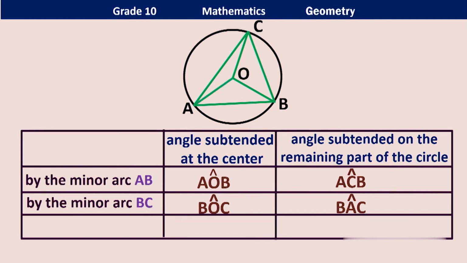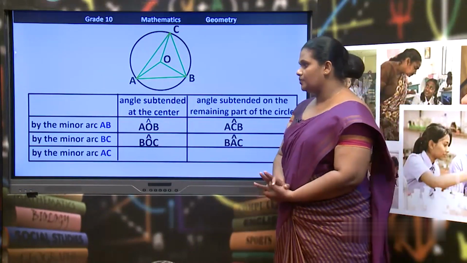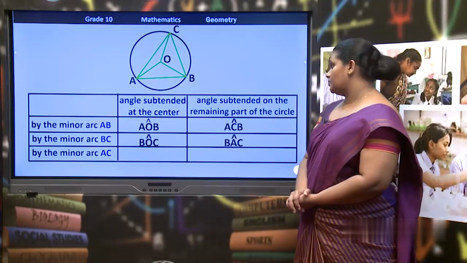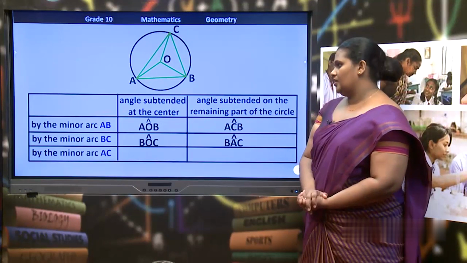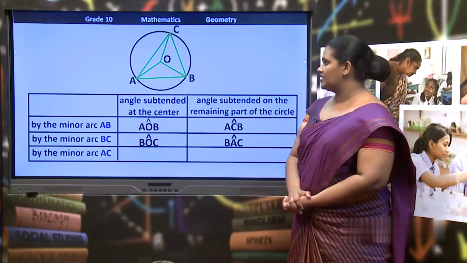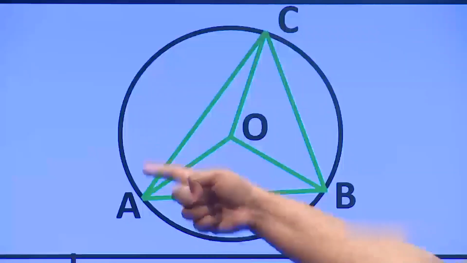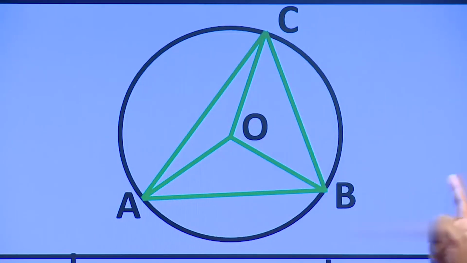Right. Then the next one. Now, they have given the minor arc AC. We have to identify two angles: the angle subtended at the center by the minor arc AC, then the angle subtended on the remaining part of the circle by the minor arc AC. First of all, we will identify what the minor arc AC is. Here, this is the minor arc AC. If we consider this side, that is the major arc.